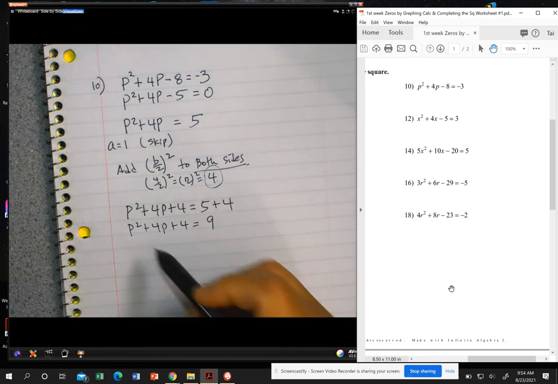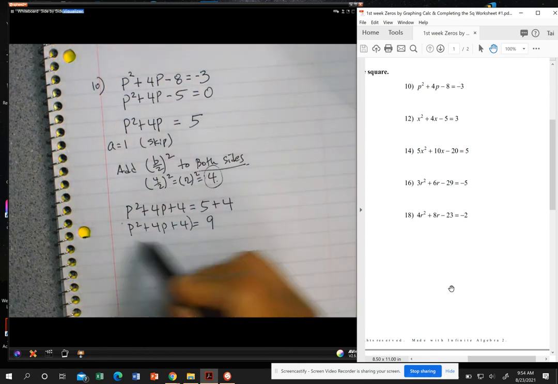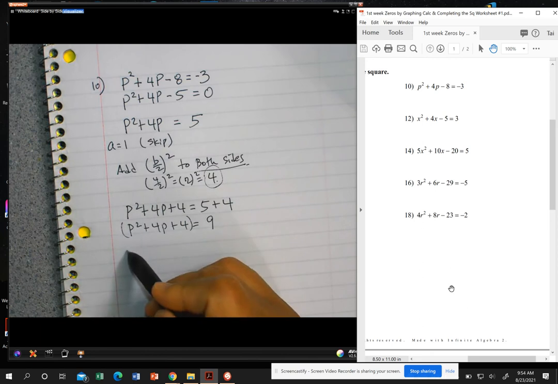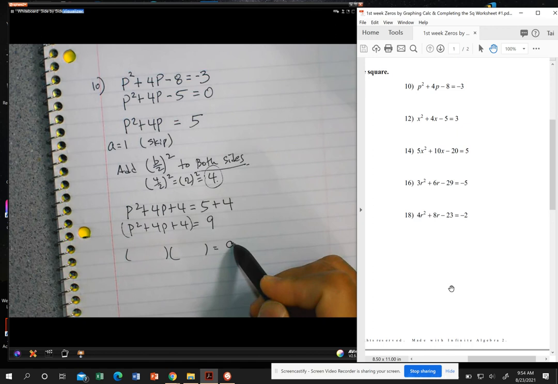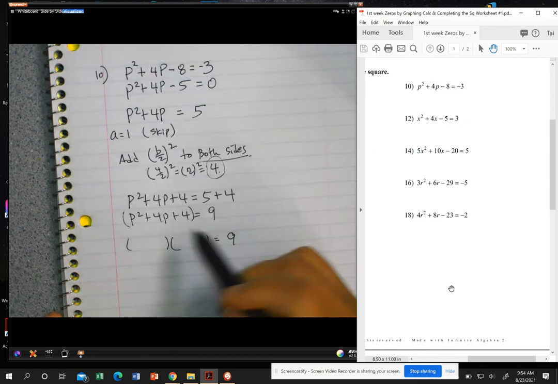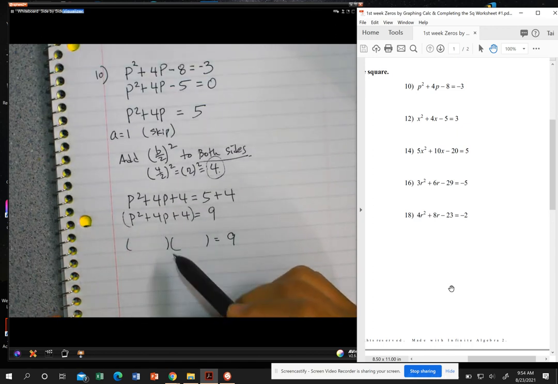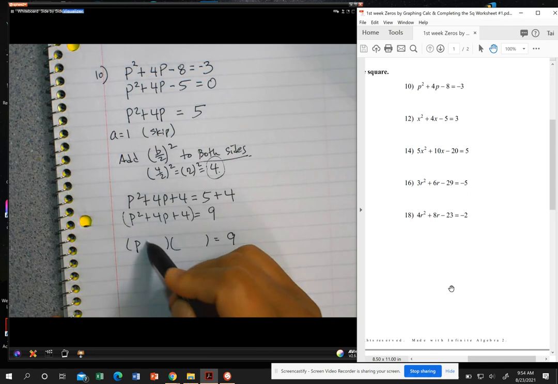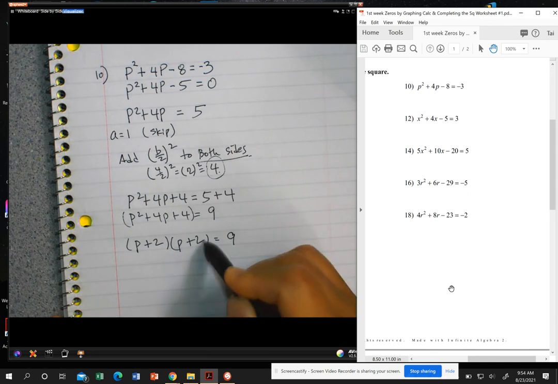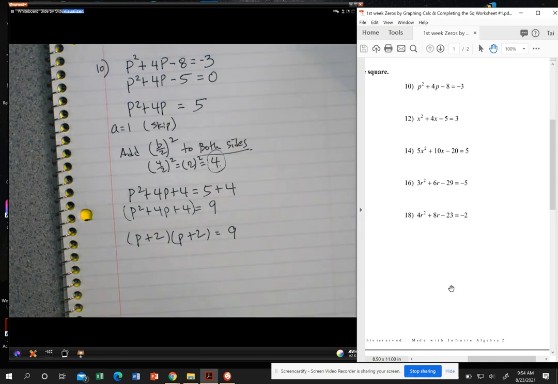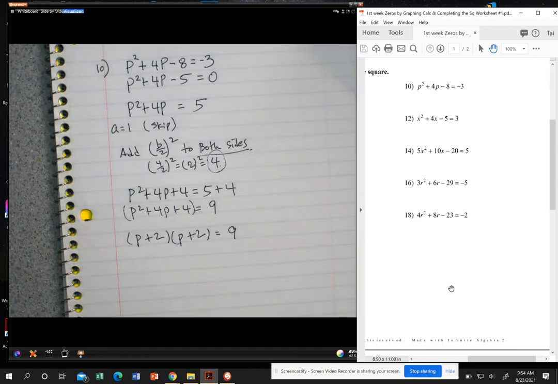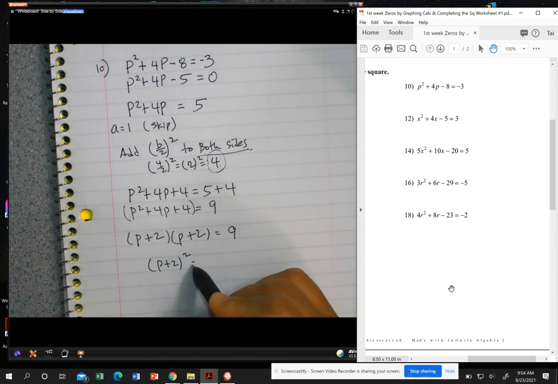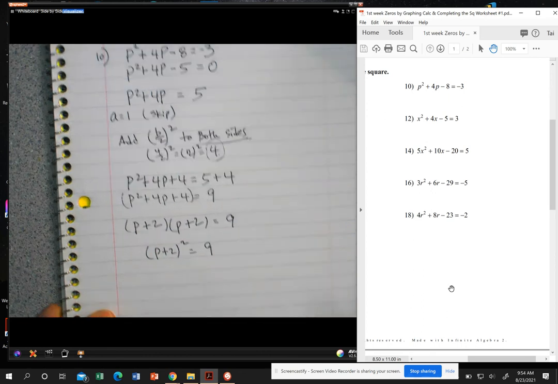Can you help me to factor this? Say it out loud, I can't hear you. Subtract 4. Or factor. Factor, yeah. So can you help me to factor this right here? P plus 2, P plus 2. Yeah, it is p plus 2 and p plus 2. Have you noticed all of these things will turn out to be perfect squares, okay? So this is p plus 2 squared, it is equal to 9. And then go ahead and solve this.